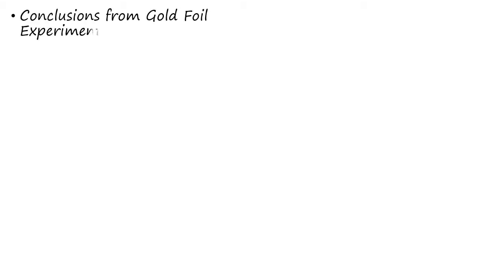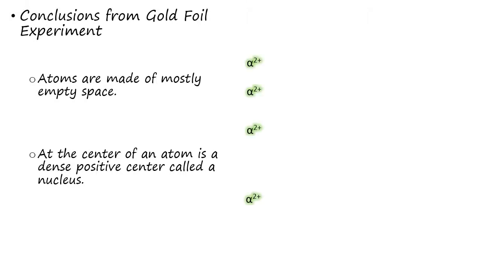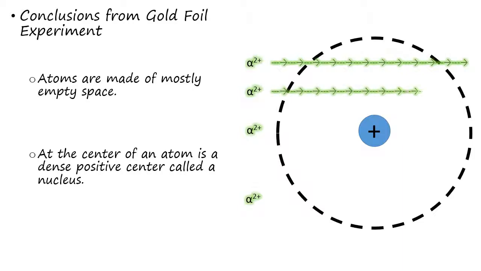So Ernest Rutherford concluded several things about the structure of the atom from his gold foil experiment. One being that atoms are made up of mostly empty space. Since most of the alpha particles went through undeflected, the assumption was that there was nothing there. So atoms are mostly empty space. But at the center of the atom is a dense positive center called the nucleus. And he was able to come to this conclusion because, again, most of the alpha particles went straight through the gold foil undeflected, which means they didn't collide with anything.